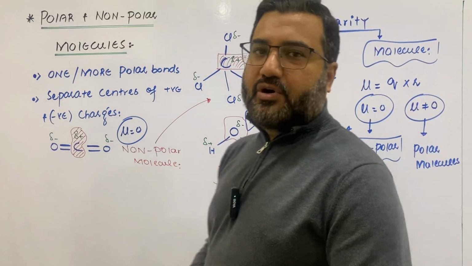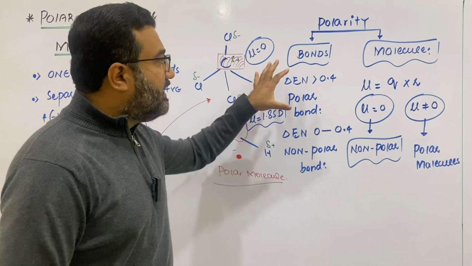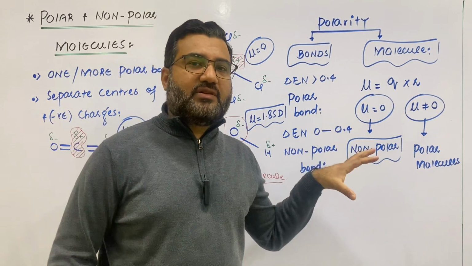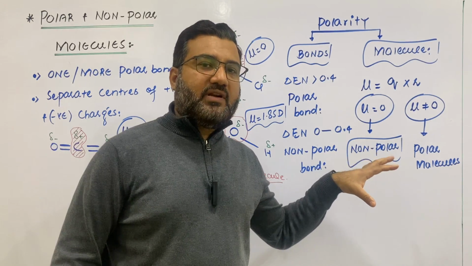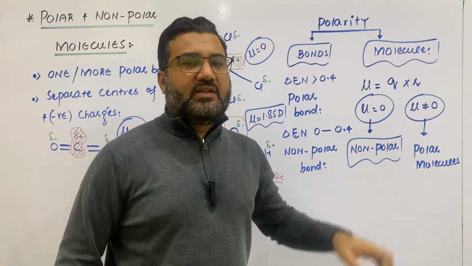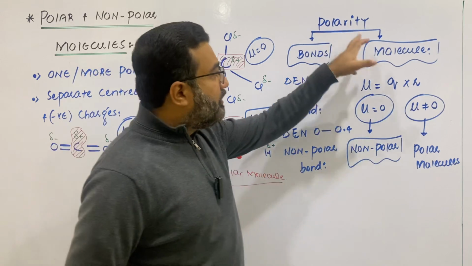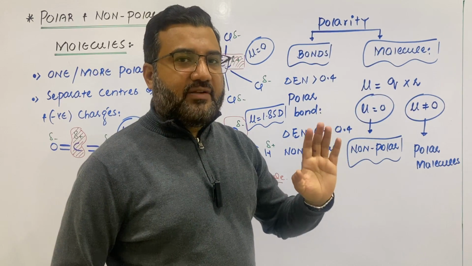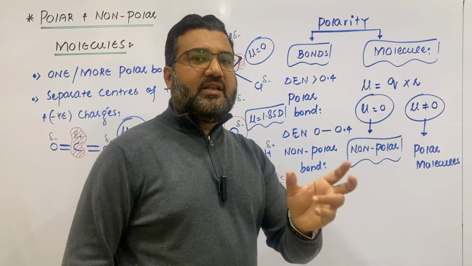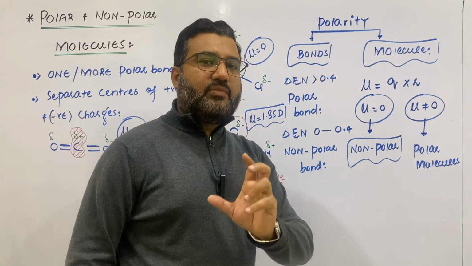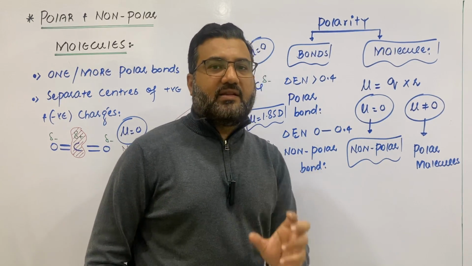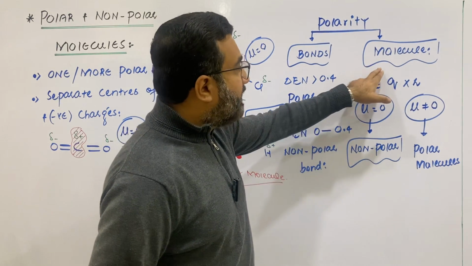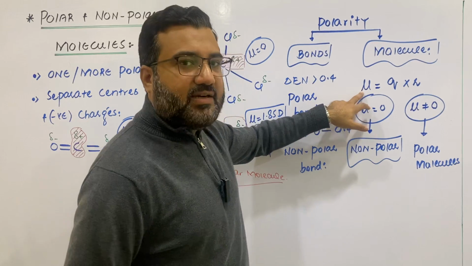The polarity of bonds is decided by just the electronegativity difference. If the electronegativity difference is more than 0.4, the bond is polar. If it is from 0 to 0.4, the bond is non-polar. But the polarity of a molecule is not related to just the electronegativity difference. It has two conditions. There must be polar bonds, and the bonds should be directed in a way that there must be different centers for the positive and negative charges. And the polarity of a molecule is decided by the dipole moment.